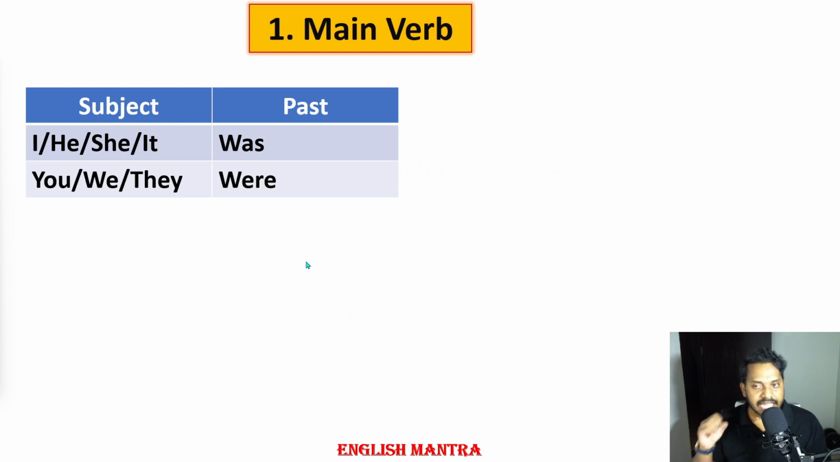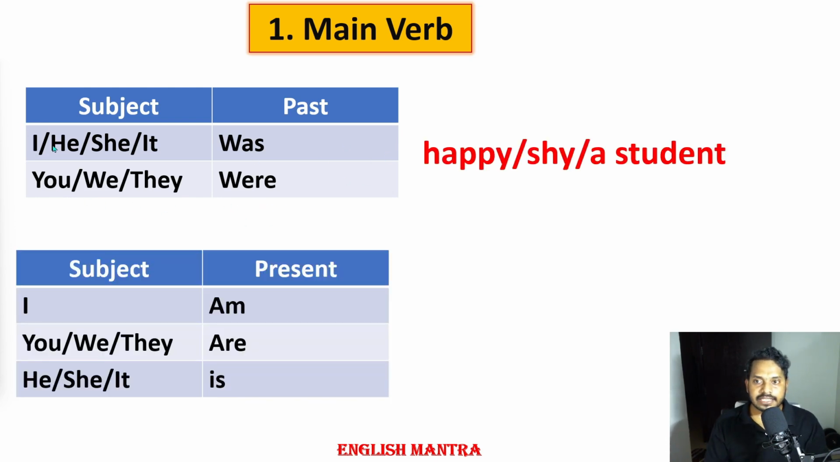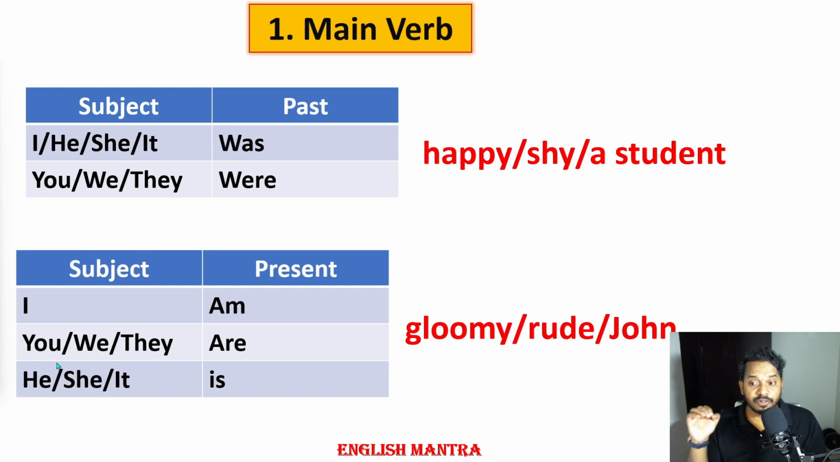Okay, and as I said, for the subject I, he, she, it, you must use was. For the remaining subjects, use were for past. So like this, I was happy, she was happy, it was happy. And for present, for the subject I, use am. For the subjects you, we, they, use are. For the remaining subjects he, she, it, use is as a be form. I am gloomy, you are gloomy, he is gloomy, like this.